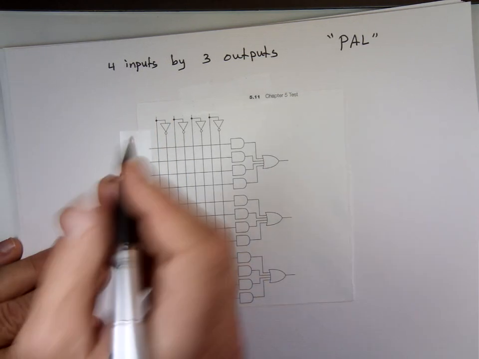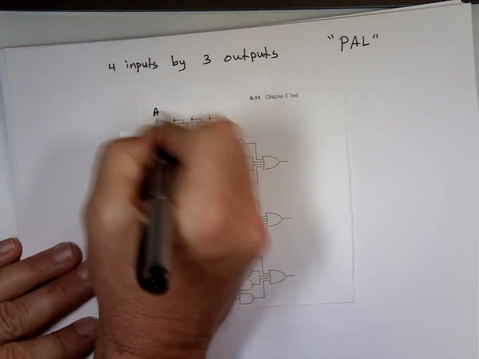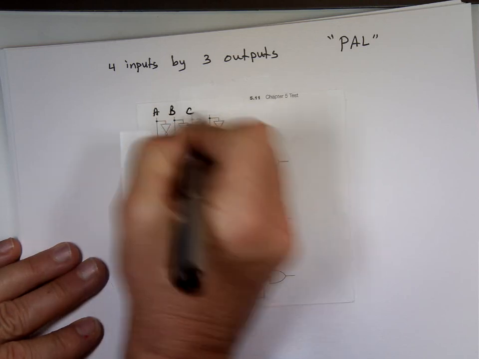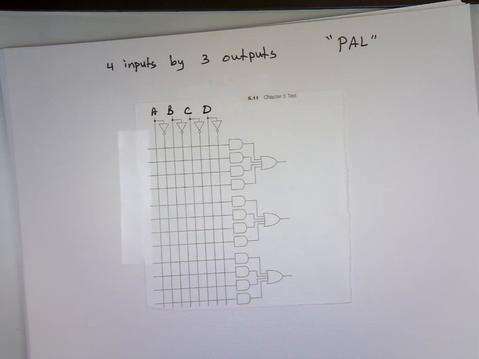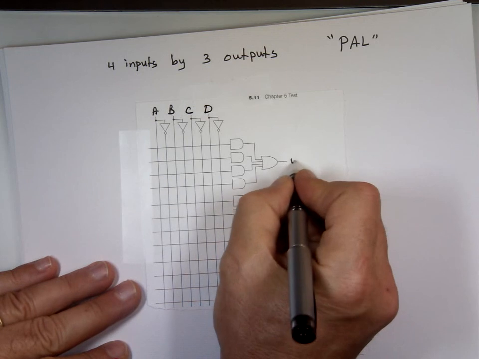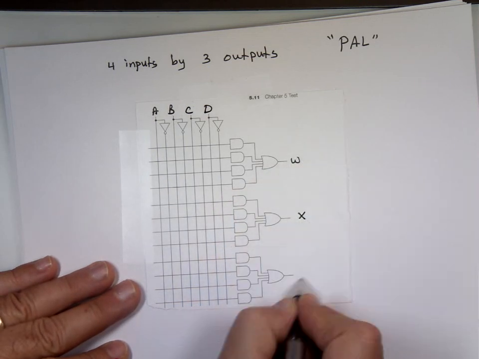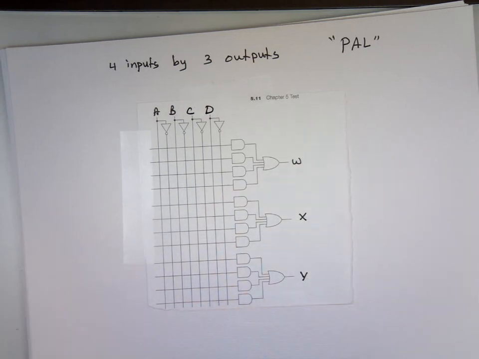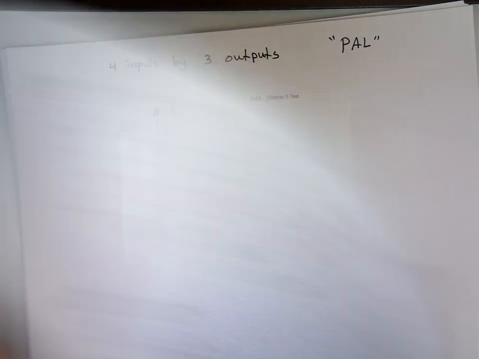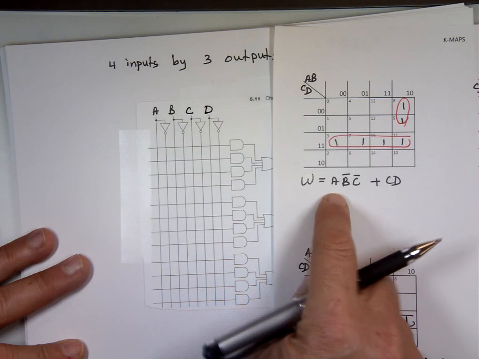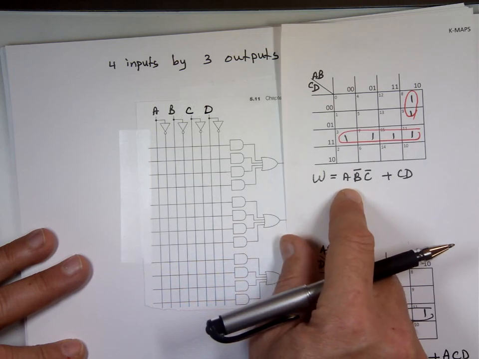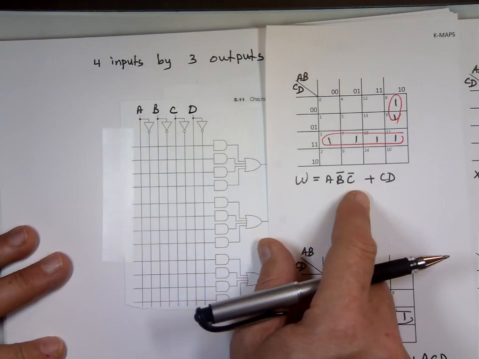So my 4 inputs are what? A, B, C, D. My 3 outputs are W, X, Y. Here's W. Can you see W? It has 2 AND gates. A, B bar, C.